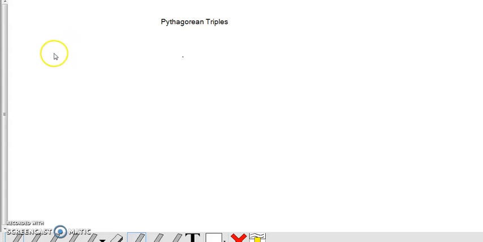If we remember the Pythagorean theorem, if I have a right triangle and I have A, B, and C as my sides, I can use A squared plus B squared is equal to C squared. So I can solve for any one of the sides as long as I know 2 out of 3, right?